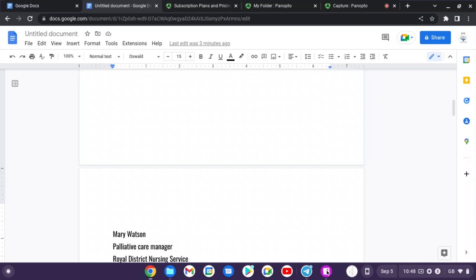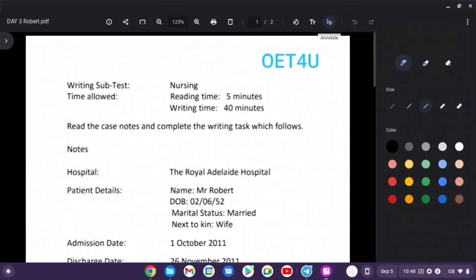Okay. So, as you all know, the writing subtest is around 45 minutes. The first 5 minutes is reading time, and the writing time is 40 minutes. It's a time-bound exam as well. So, you will be given a case note, and you have to write a letter according to the writing task that is mentioned at the end of the case note. So you can read the case note and complete the writing task which follows. Okay, so that's what we are going to do right now.